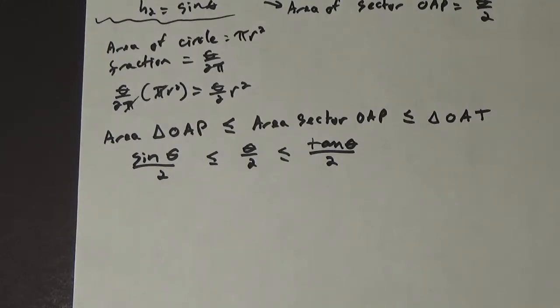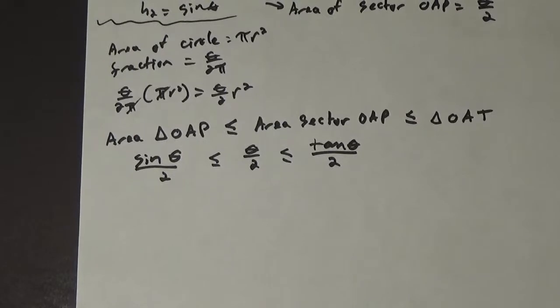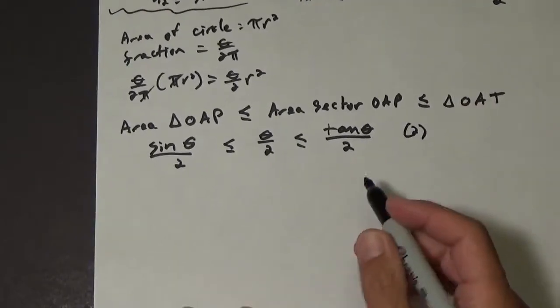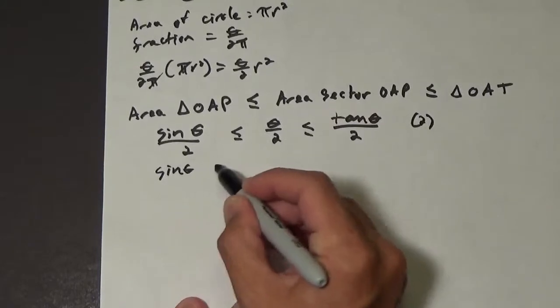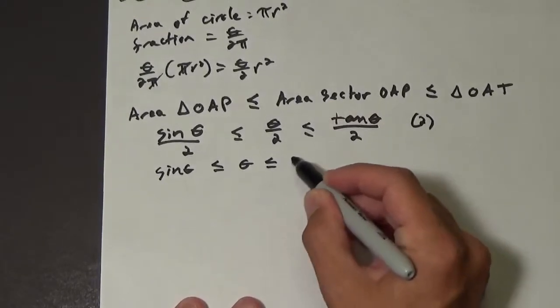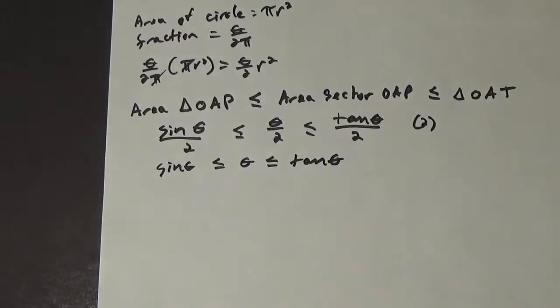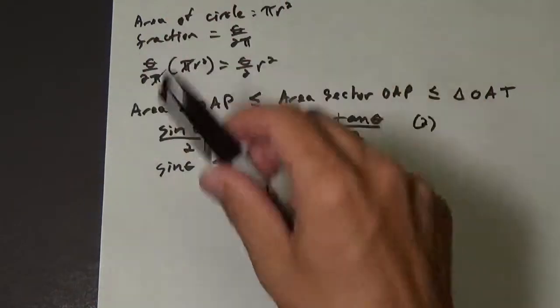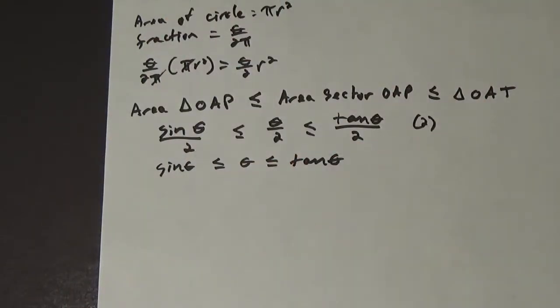And let's go ahead and multiply everything by 2. Let's get that out of there. So we have the sine of theta is less than or equal to theta, which is less than or equal to tangent of theta. It's actually kind of interesting if you think about that. Remember theta has to be in radians, but no matter what radian measure you get, the sine is always less than the radian measure, and the tangent is always greater than the radian measure. Just kind of an interesting little tidbit there. Of course, this is between 0 and 90, but it's still just an interesting concept that that's true.